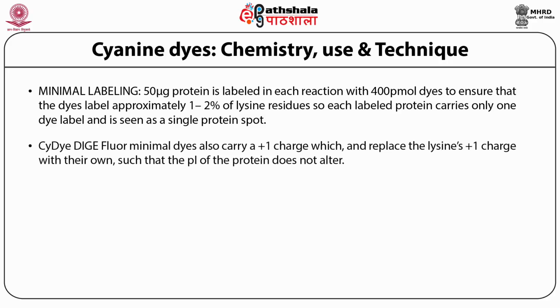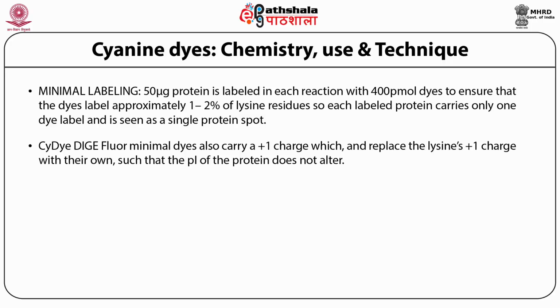Minimal dyes are intended for a general 2D application where a sufficient amount of sample is available. For example, you could have a cyanine 2 label that is used for labeling controls, a cyanine 3 label used for the experimental group such as the cancer, and the CyDye that could be used as an internal standard, which would be labeling an equal amount of protein from all the samples in that particular experiment.